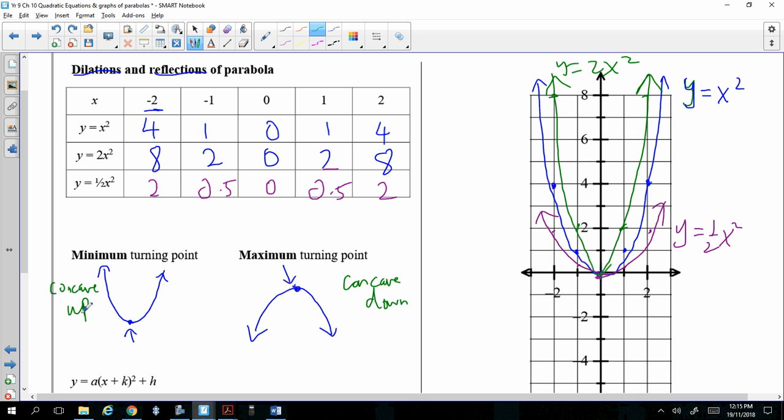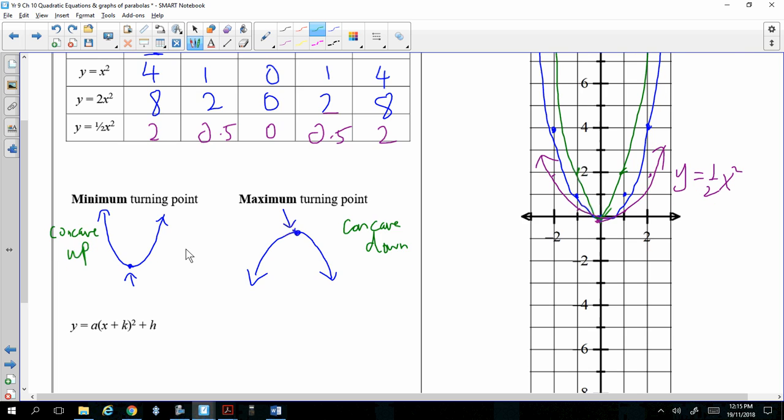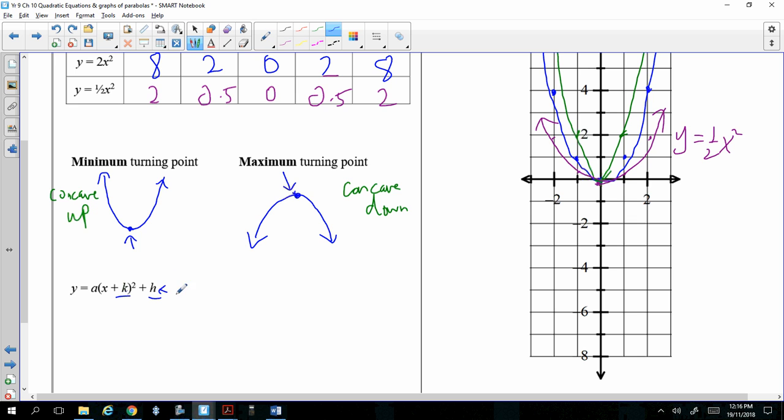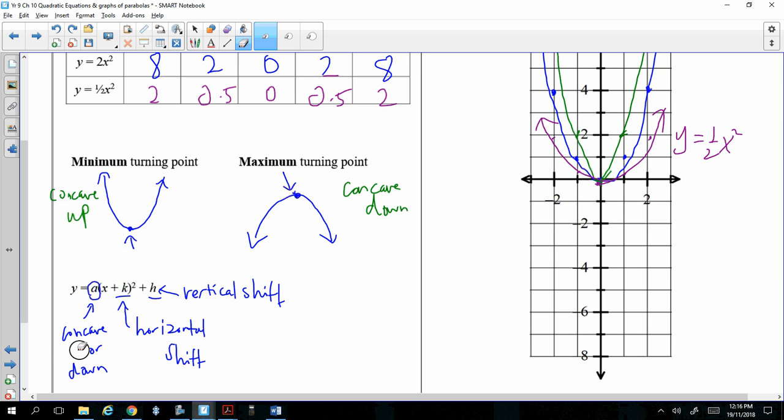Alright, so we'll draw this, and we'll also learn about a very special form of the parabola. It tells you how to translate the parabola. Let's write down what each of the letters mean. H is going to be a vertical shift, and then K is the horizontal shift. And finally, we've got A, that tells you whether it's concave up or down. So write the description down, then we're going to move on.